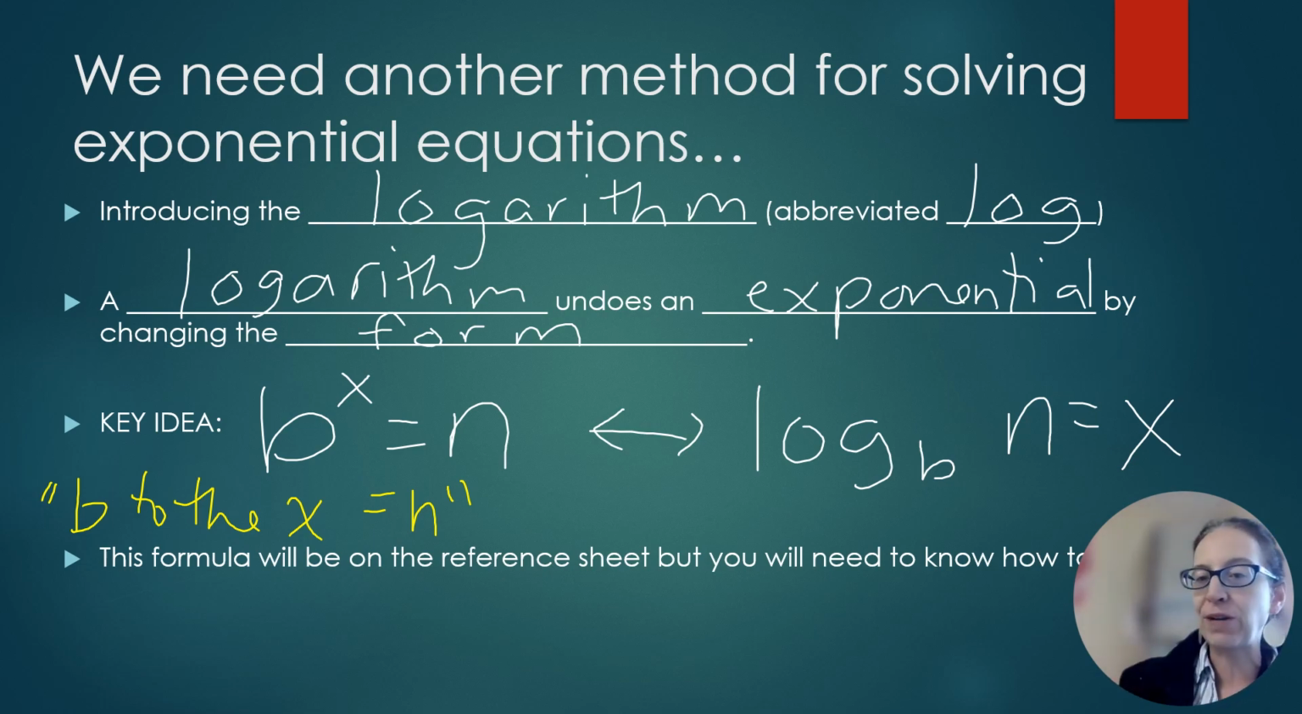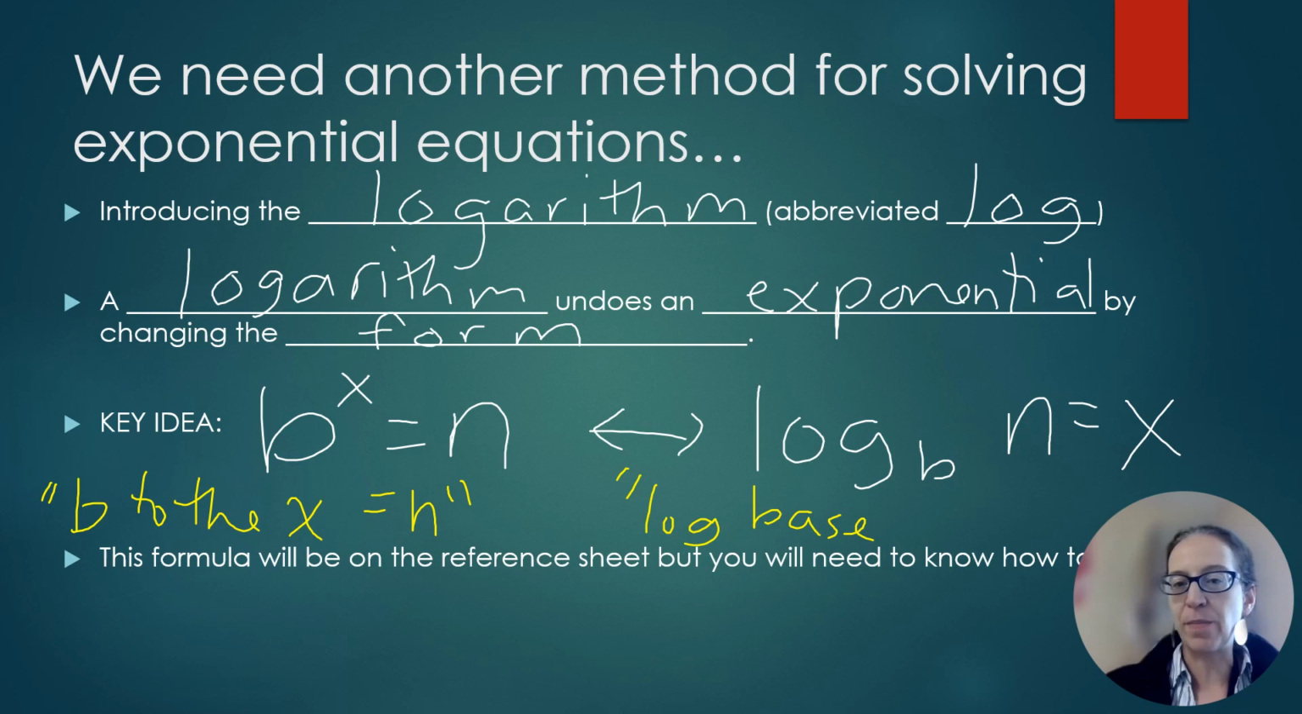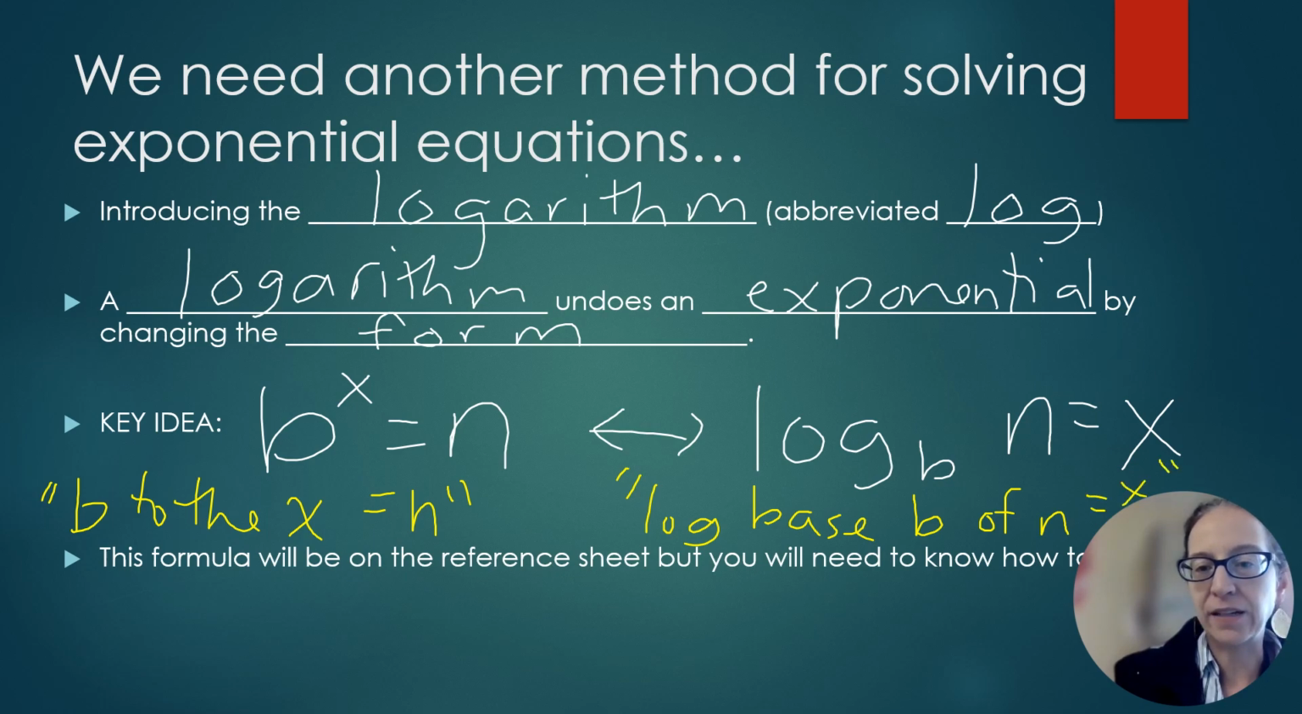And the way I would read that on the right-hand side is this: log, and then I would actually say the word base. And then I would say what the base is. So in this case, the base is b. And then I would say of n equals x. And so this is actually an operation that you would do on a number. It's kind of like a square root. So you would take the log of n. And which log are you going to take? You're going to take log base b of n. So you're going to do something to that n.